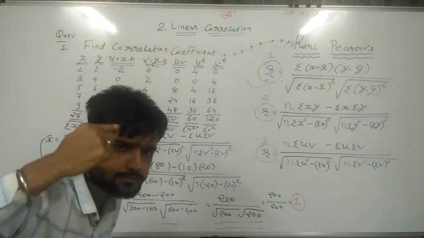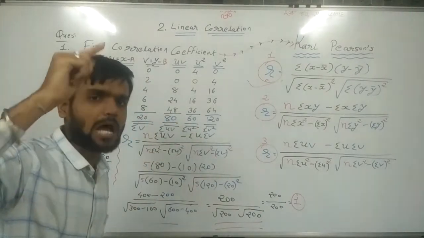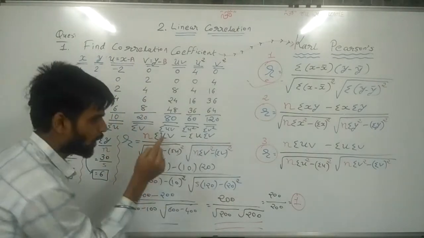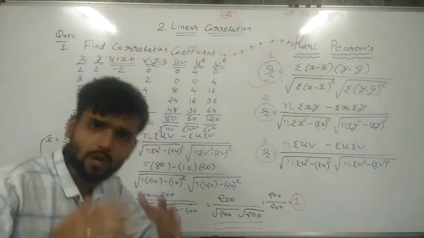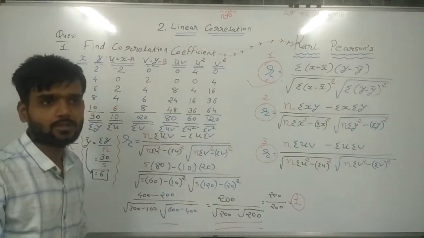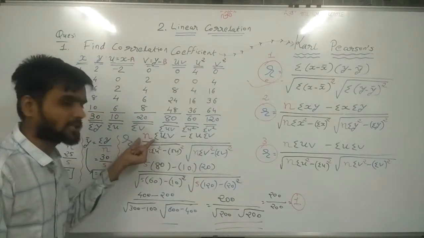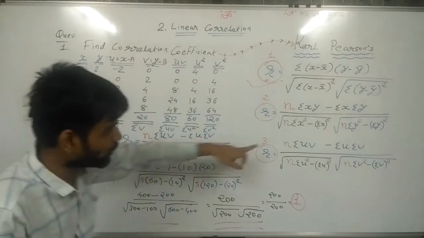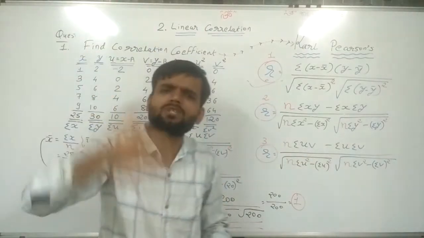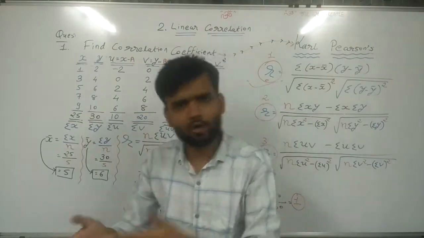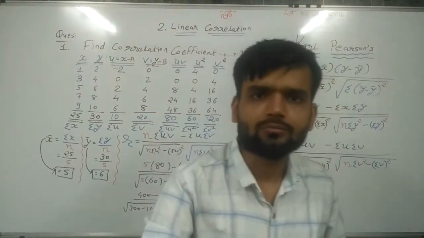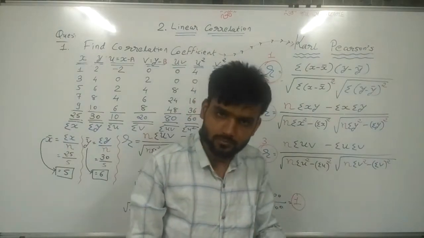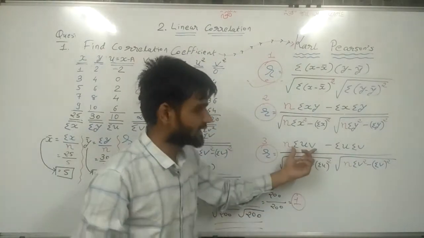Now think, please. What is the requirement? Which columns are required? So first we need n. Now you know n means number of observations, that is 5. All of you know. Clear? Sigma uv.